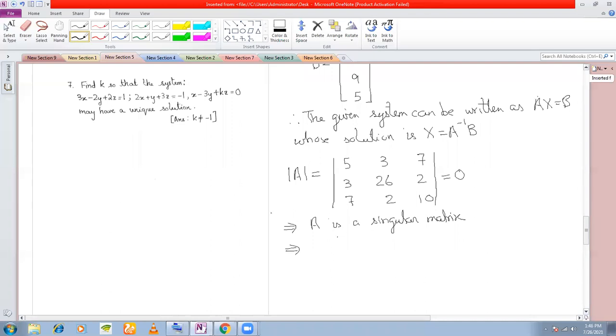If you look at the chart, if the determinant value of A is 0, we say the system does not have a unique solution. Or in fact, we say that the system has either no solution, that means inconsistent, or it has an infinite number of solutions.